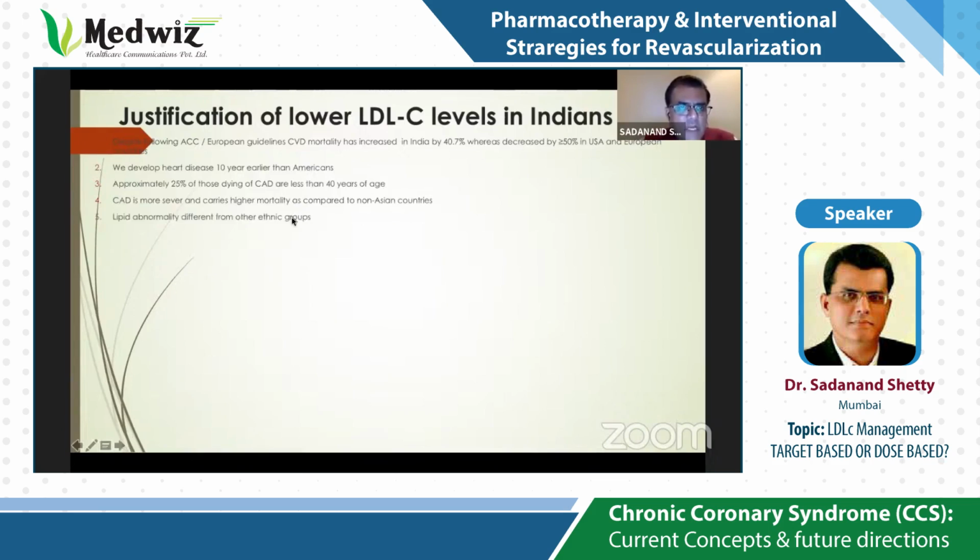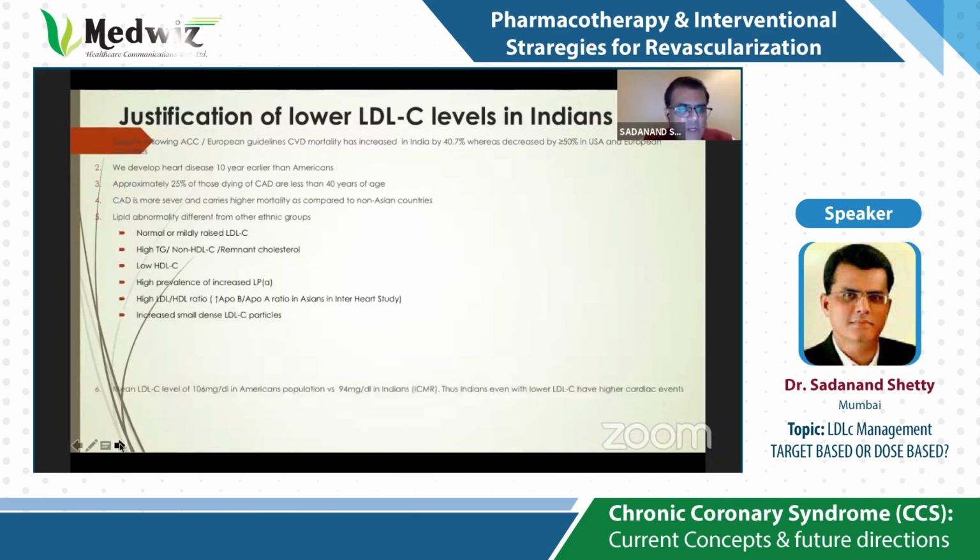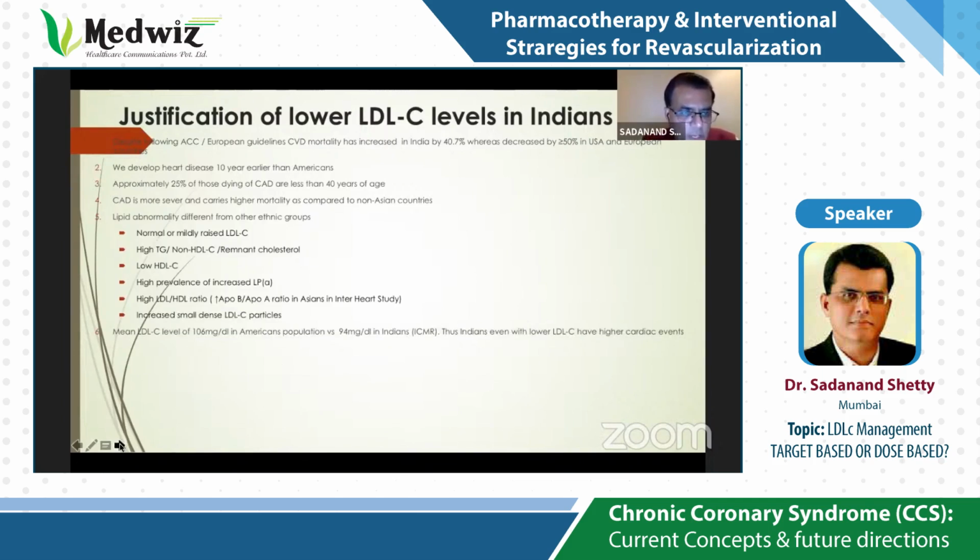Lipid abnormality is different from other ethnic groups. As I mentioned, we have a typical Indian dyslipidemia: normal or mildly raised LDL, and that too small dense LDL. We have high triglycerides, non-HDL cholesterol, and remnant cholesterol, and they are the cause of residual risk. We have low HDL, again probably genetic predisposition. We have a high prevalence of increased Lp(a), so we have to target a low LDL. One therapy for increased Lp(a) today is to get the LDL as low as possible. A high ApoB/A1 ratio, as shown in the INTERHEART study by Salim Yusuf, which I showed earlier, and increased small dense LDL cholesterol particles are the problem in Indian dyslipidemia.